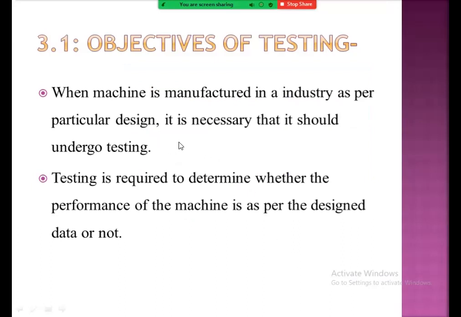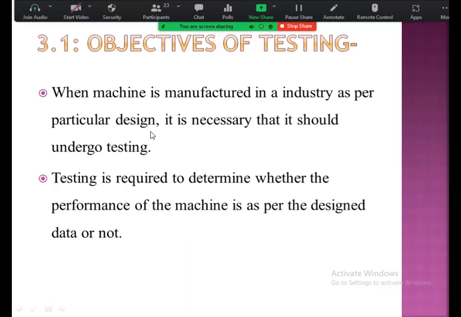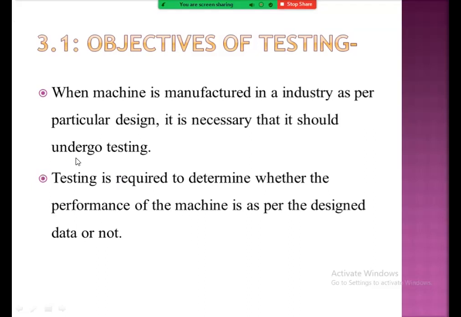Okay, so the objectives of testing that we have seen in yesterday's session. So what are the objectives? Whenever a machine is getting manufactured in an industry as per the particular design data, it is necessary that the machine should go under testing. That means the machine should be tested before selling it into the store, or before it goes to the market. You have to test that machine before purchasing or after manufacturing. So that's why testing is necessary.